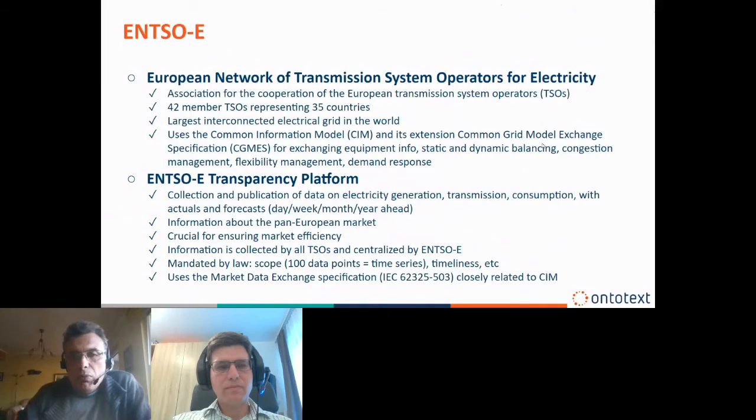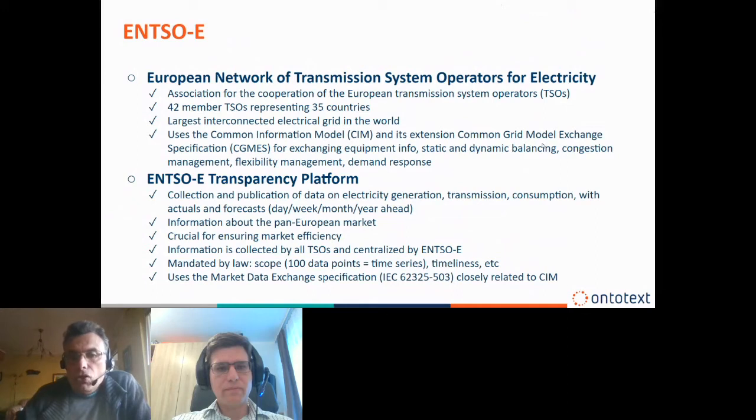The ENTSO-E transparency platform collects and publishes up-to-date data on electricity generation, transmission, consumption, flexibility management, and other aspects. It publishes both actuals and also forecasts, such as day, week, and month and year ahead, and it has full historic information. This information is crucial to ensure market efficiency of the pan-European electricity market. The information is collected by national TSOs and then submitted to ENTSO-E. It is mandated by European regulations.